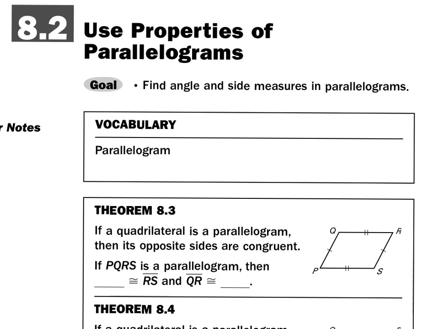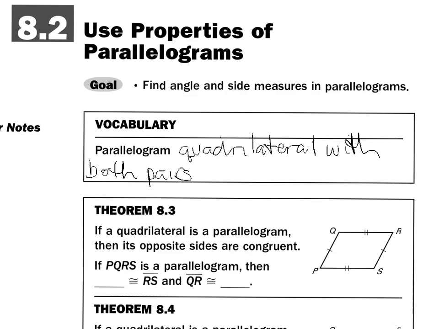8.2. Vocabulary. Parallelogram. A parallelogram is a quadrilateral with both pairs of sides parallel.